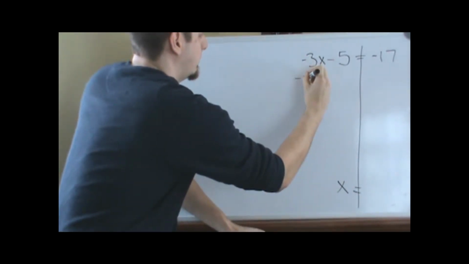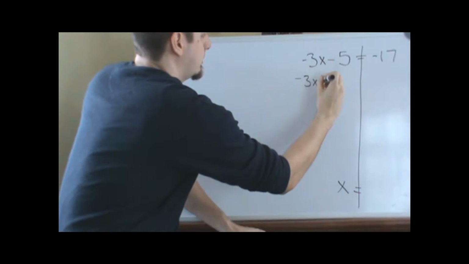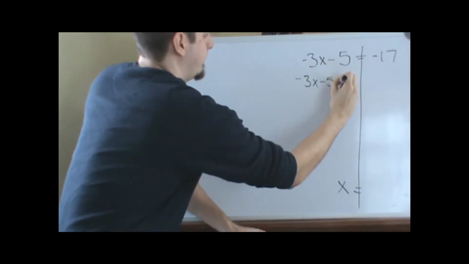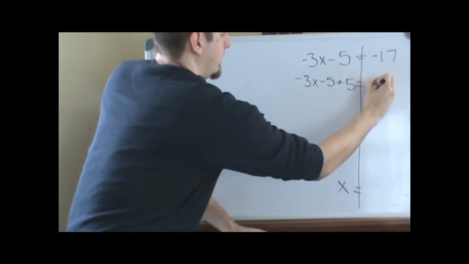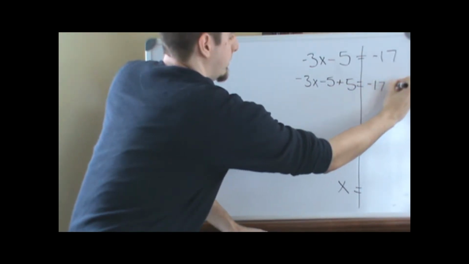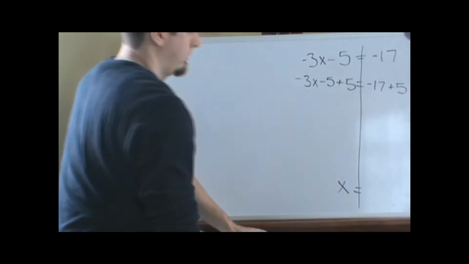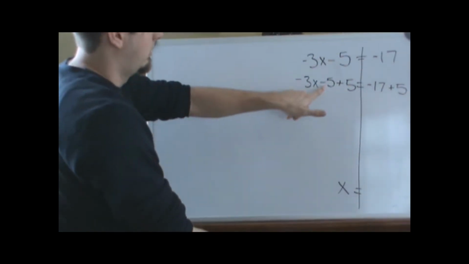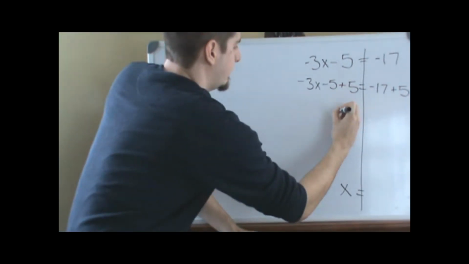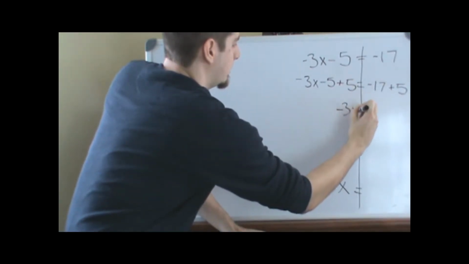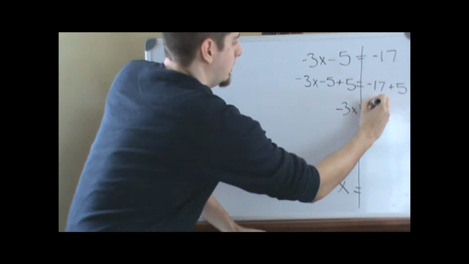So we're going to do negative 3x minus 5 plus 5 equals negative 17 plus 5. The 5's cancel each other out. Negative 3x equals negative 12.